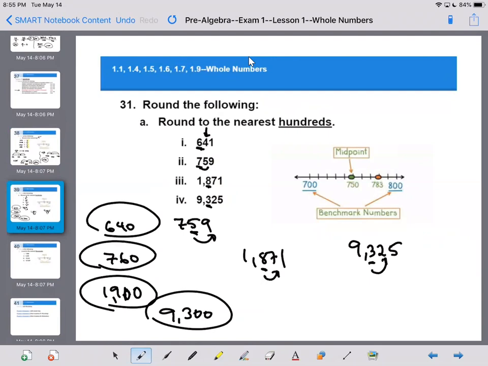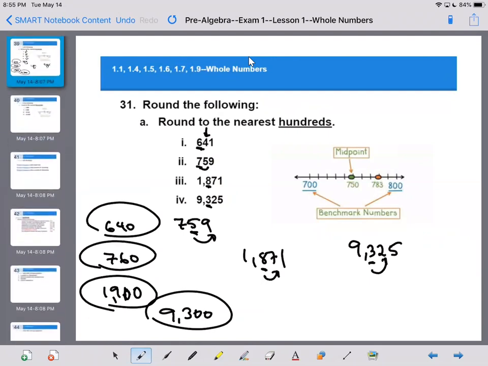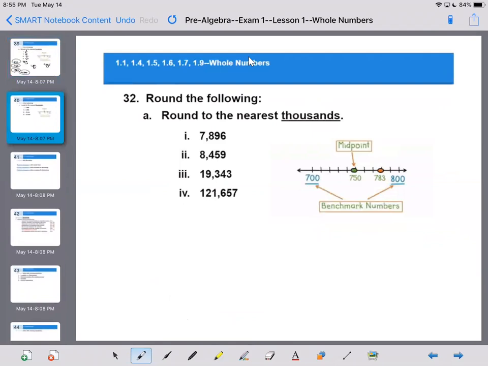Okay, and then the same thing with thousands. There's your 7,000. Look to the right, it's 8. That'll round to 8,000. 8,000, look to the right, that's 4. It's not going to round it up. It'll stay at 8,000. Here's 19,000, look to the right of 9, so that will stay 19,000. 121,657, look to the right, you can see 6, so that will round to 122,000.